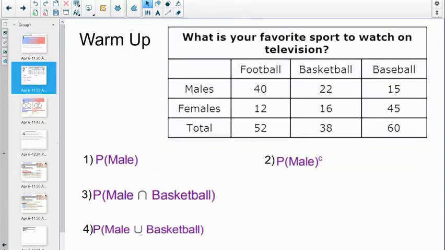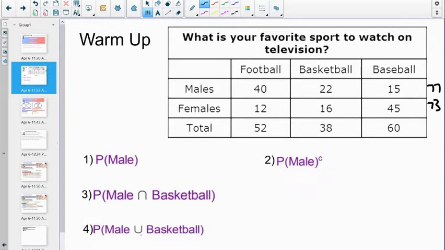In our warm-up, we're going to do a little bit of a review with two-way tables. First of all, as you can see, it only gives us the total for our columns. So I want us right now to add up our total for our rows. What I mean by that is we're going to find the total number of males and females. If you add 40 and 22 and 15, our total is going to be 77 males. And then if you add the 12, 16, and 45 females, you're going to get a total of 73.